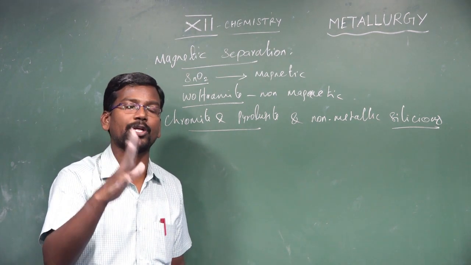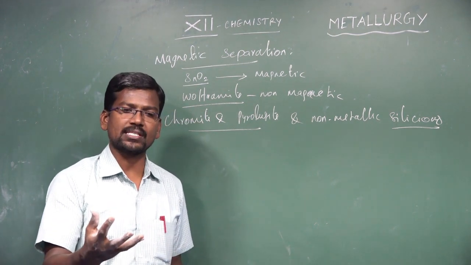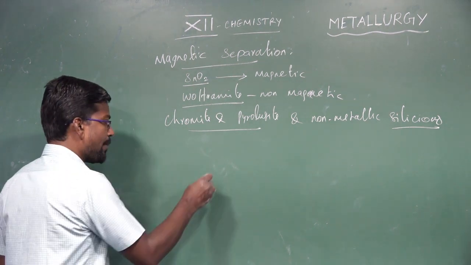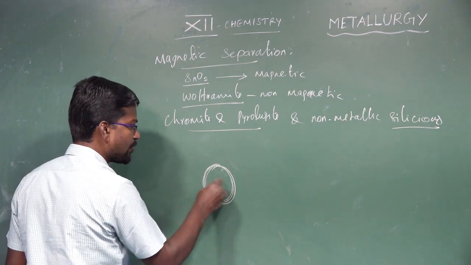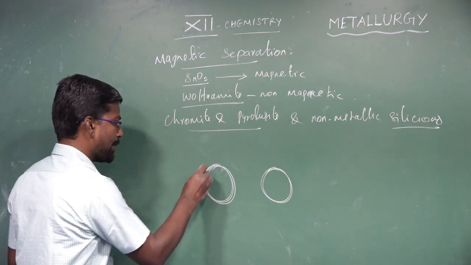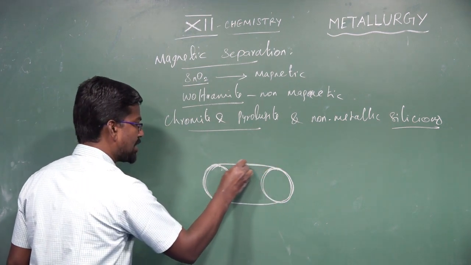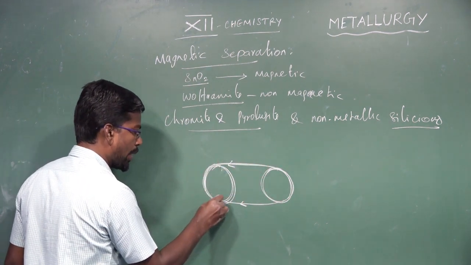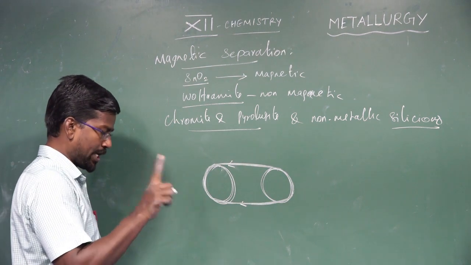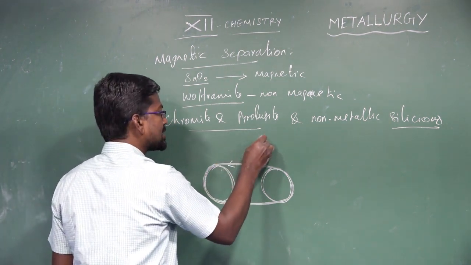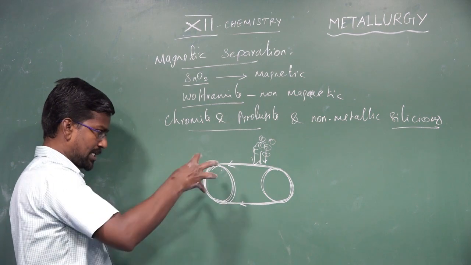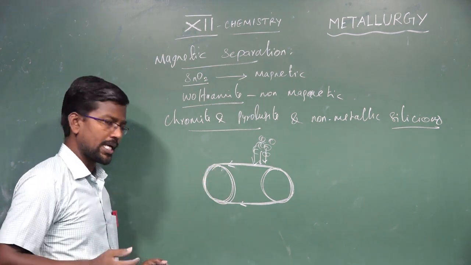For example, the crushed ore is poured onto the magnetic separator. The magnetic separator consists of a belt moving over two rollers, one of which is magnetic. The ore particles are poured onto the belt moving over the two rollers.